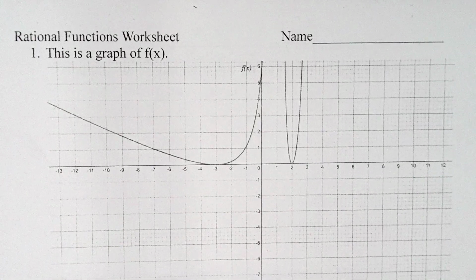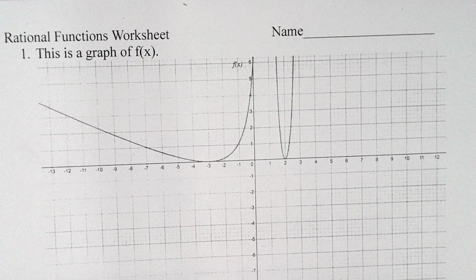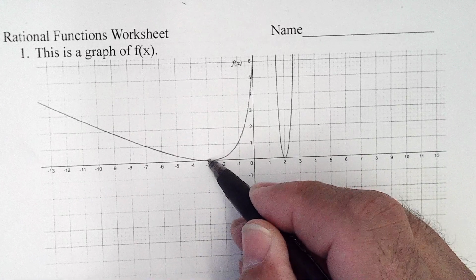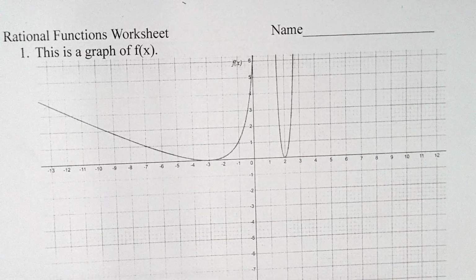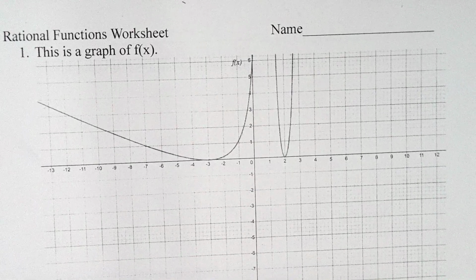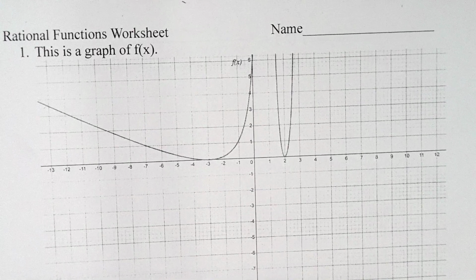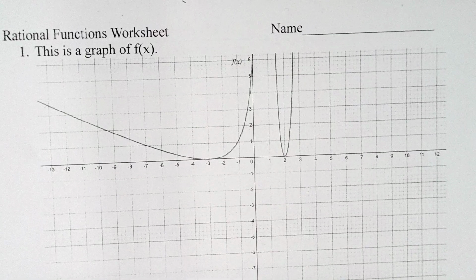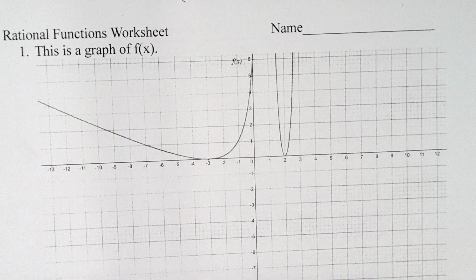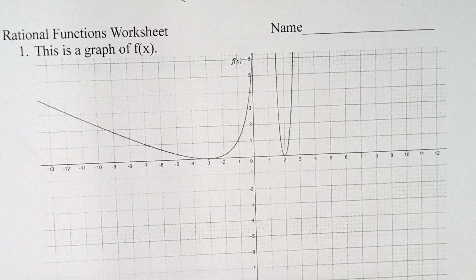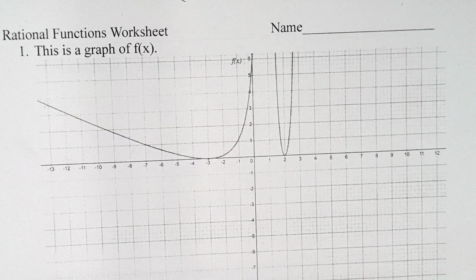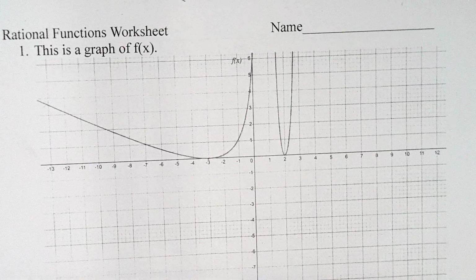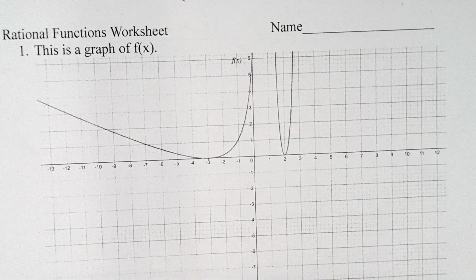All right, let's go through the rational function worksheet. X-intercepts: -3 gives you 0. Intercepts are points, so we have to write it this way. Their multiplicity: that's a bounce, so that's a multiplicity of 2, because of the bounce behavior.